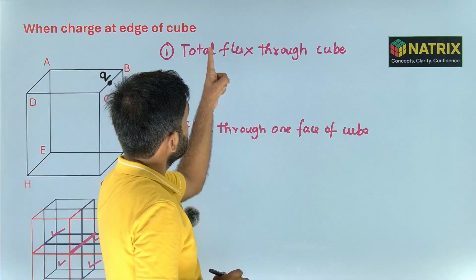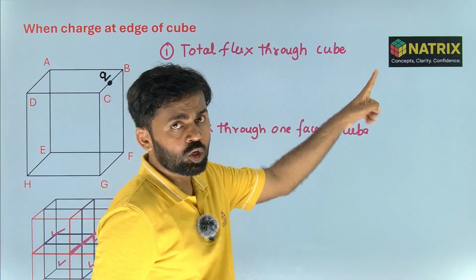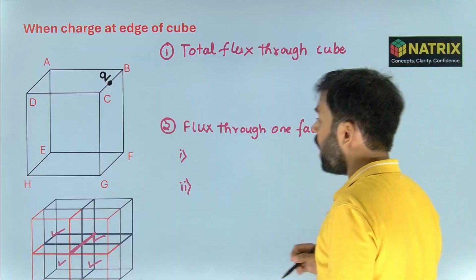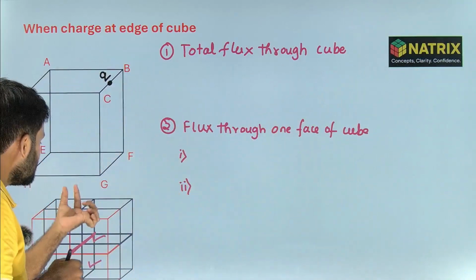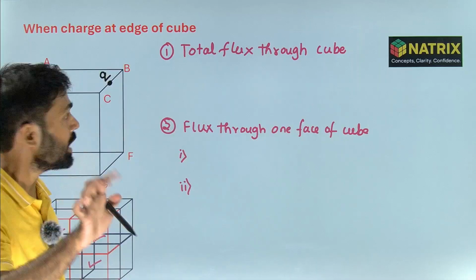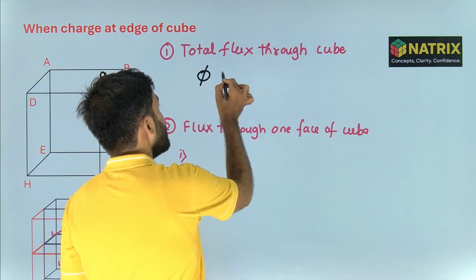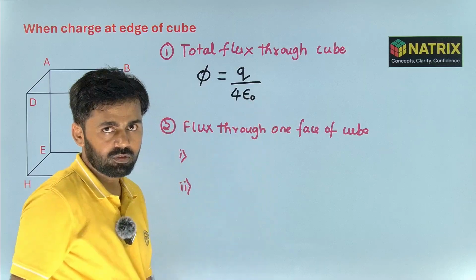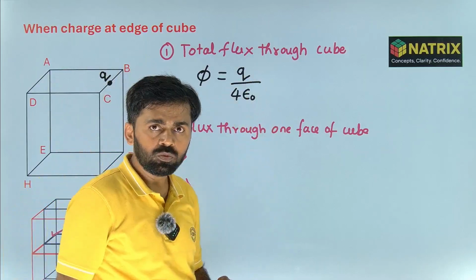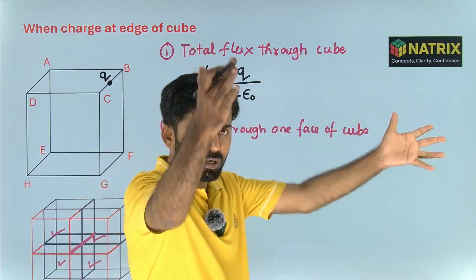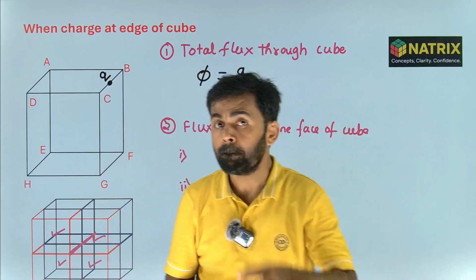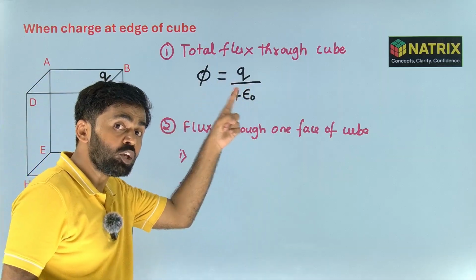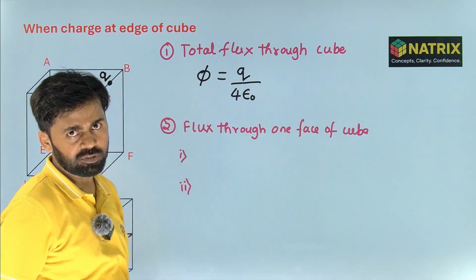Now first thing, total flux through the cube. I told you the edge is shared by how many cubes? Each edge is shared by 4 different cubes. That means flux through each cube becomes q by 4 epsilon naught. Total charge is q. Total flux produced by the charge is q by epsilon naught. But flux through one cube is given by q by 4 epsilon naught.